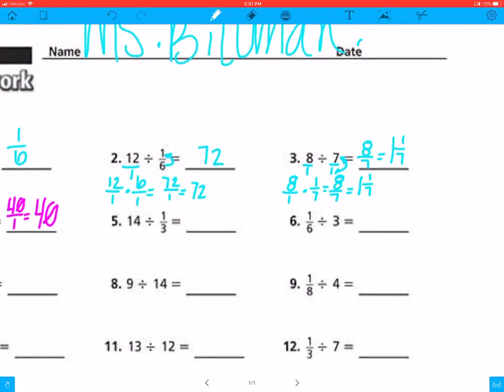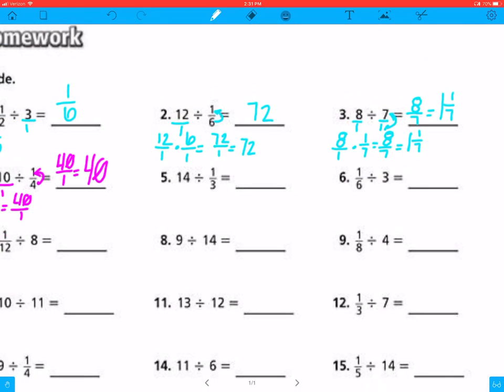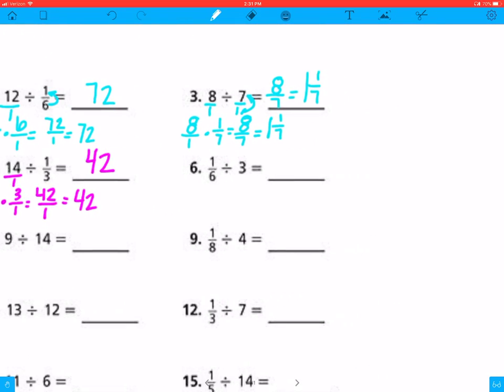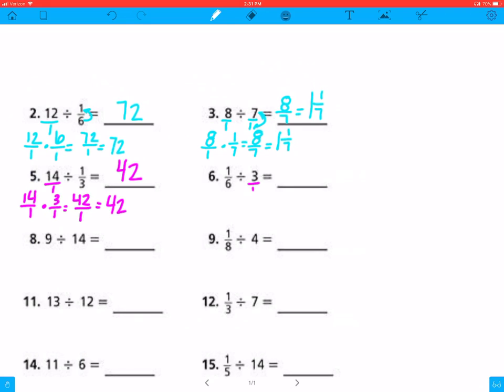Number 5, 14 divided by 1/3. So 14 divided by 1/3 is like saying 14 over 1 multiplied by 3 over 1, which is 14 multiplied by 3, which is 42. I can imagine this in my head if I had 14 grids, and they each have 1/3 inside each block. I could count up the thirds too. That's just like saying that.